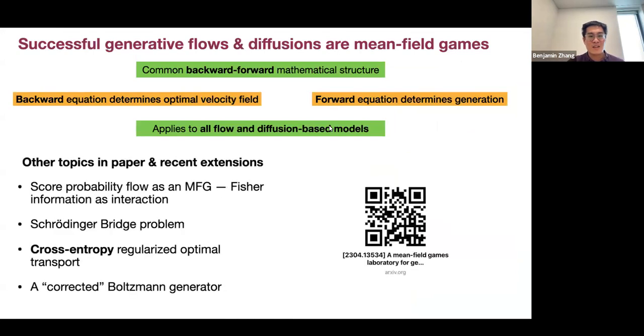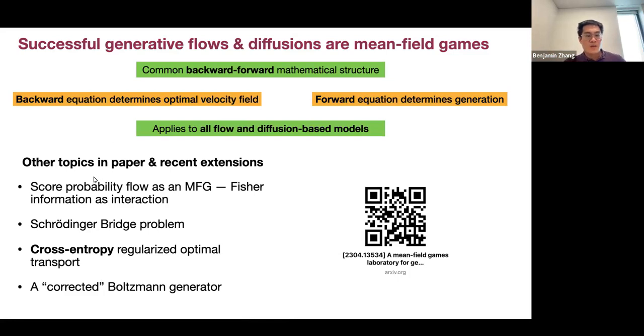The idea is that successful generative flows and diffusions are mean field games. Putting them in terms of mean field games gives a common backward-forward mathematical structure. A backward equation, the Hamilton-Jacobi equation, determines the optimal velocity field. A forward equation, a controlled Fokker-Planck equation, determines generation. And this just so happens to apply to almost all, at least as far as we know, flow and diffusion-based models.